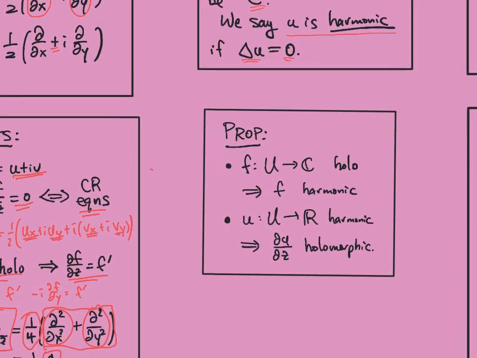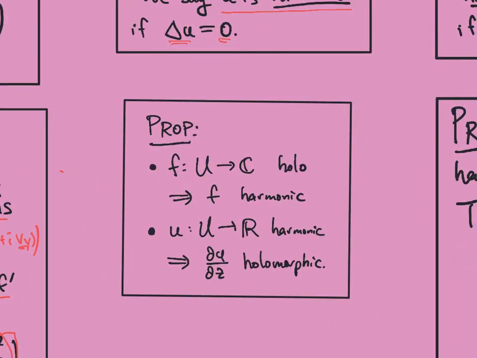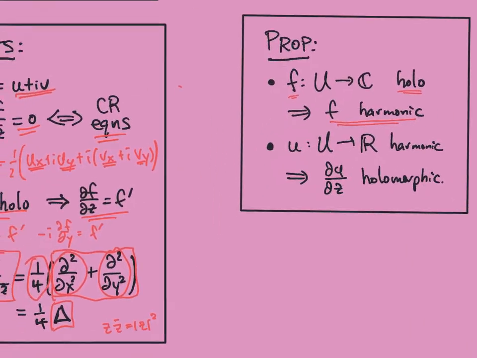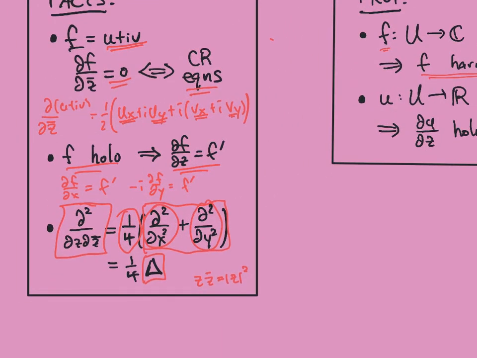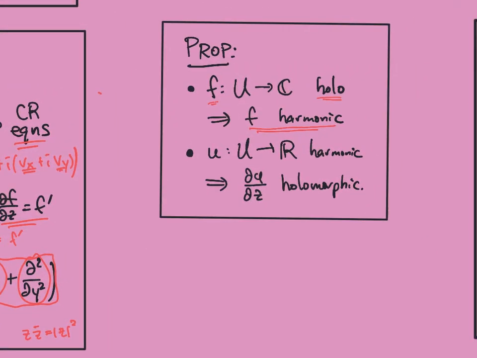Now here are some basic facts. Holomorphic functions are harmonic, and that's because when I take the Laplacian, we can view it as taking the d/dz bar first, and if f is holomorphic, then its d/dz bar derivative is 0, so you don't even need to apply the second half of it to see that the Laplacian of a holomorphic function is 0.